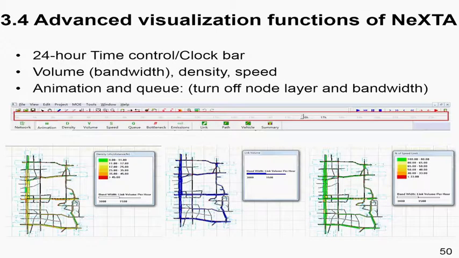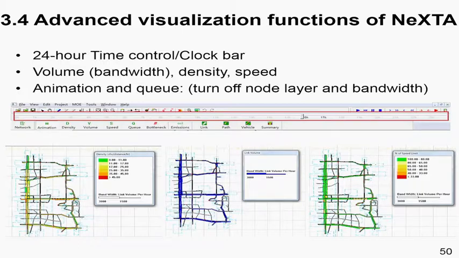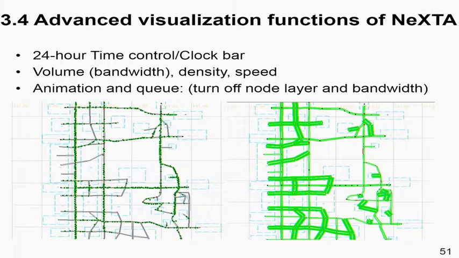Okay, so we have this 24-hour time clock bar to visualize the traffic MOE at different stages. We have volume, density, speed, and then you can do the animation for the queue and for the different bandwidth. We also simulate agent by agent. Each agent represents one vehicle or one traveler agent. To do so, we automatically turn off the node layer and show the bandwidth.